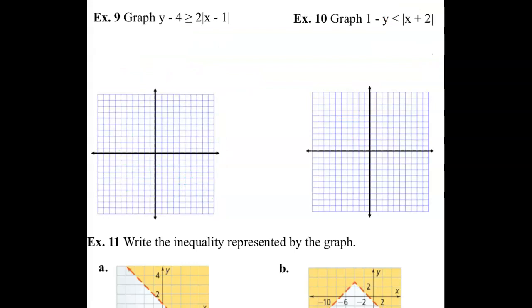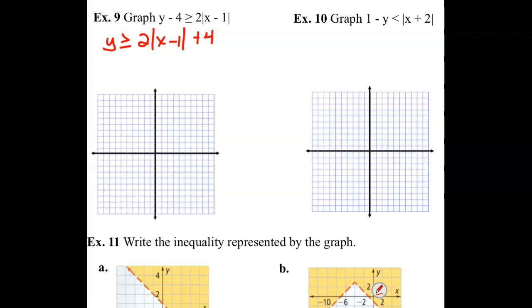All right. What's different about these next two? There's numbers on the side with y. Okay? This is why I said we need to make sure and solve for y first. All right. How do we get that 4 out of there? All right, so we're going to make it look like this. Yes? And now it's the same thing we've been graphing.